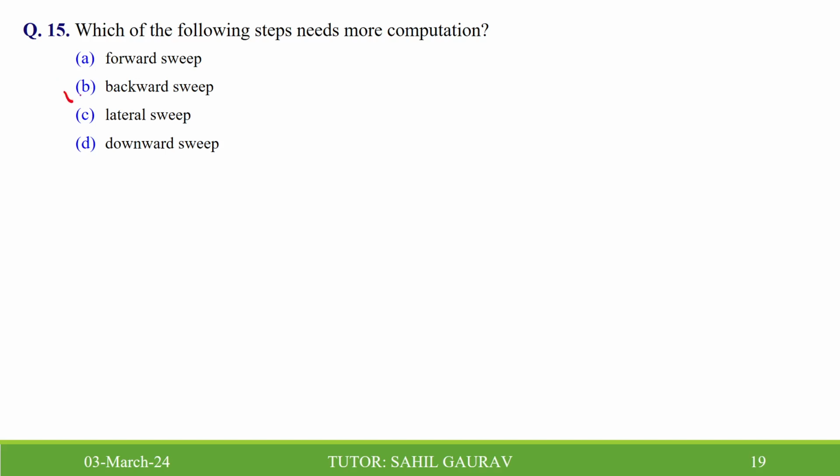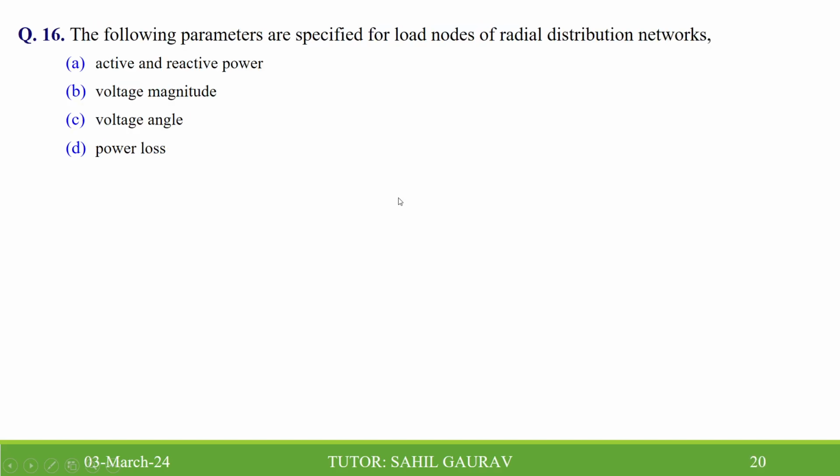Because in backward sweep, we have to first find the load current, and with the help of load current, then we find this line current. So these two expressions are involved. While in forward sweep, you have to just apply the KVL, and in the backward sweep, we apply two expressions. One is the power expression, and one is this KCL. So this backward sweep requires more computation.